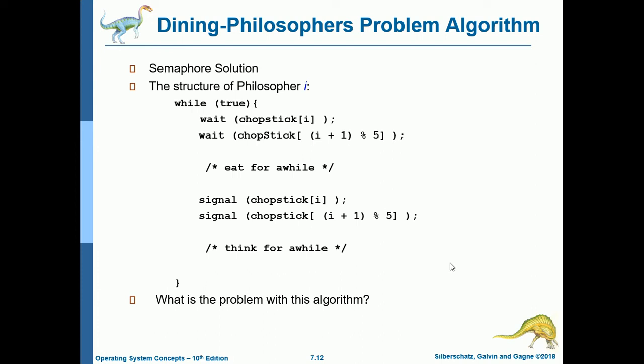Suppose that all five philosophers become hungry at the same time and each grabs his or her left chopstick. They all grabbed the left chopstick on their side. All the elements of chopstick will now be equal to 0, because with wait, the chopstick is already acquired by the philosopher. So when each philosopher tries to grab the right chopstick, he or she will be delayed forever. It's just the same with the example that I mentioned in chapter 6.